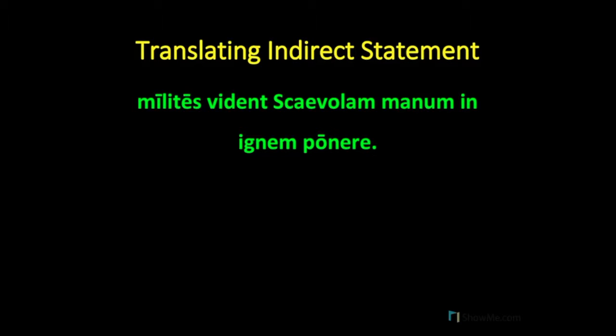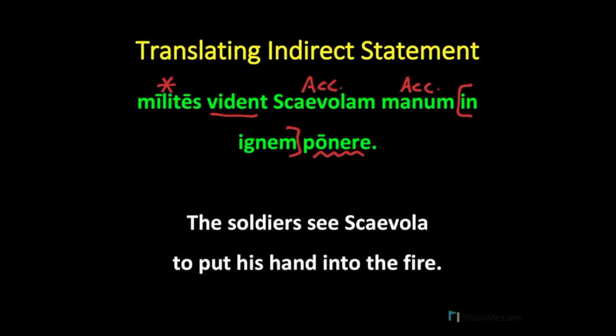Here's the first one. Milites vident, Scaevolam manum in ignem ponere. Vident is our main verb. Milites is the nominative subject. Ponere is an infinitive. Scaevolam is in the accusative case. Manum is also in the accusative case. And we have a prepositional phrase in ignem, into the fire. So we might translate this very literally. The soldiers see Scaevola, ponere, to put his hand into the fire.